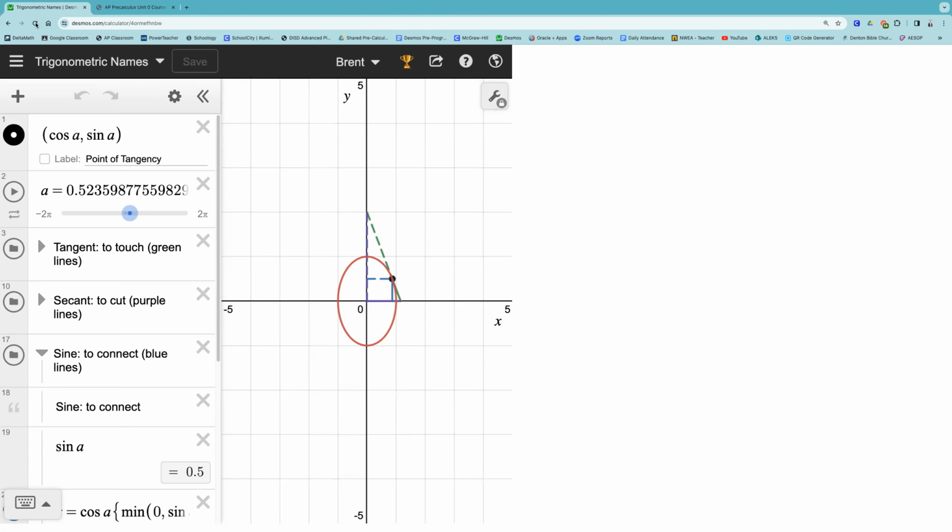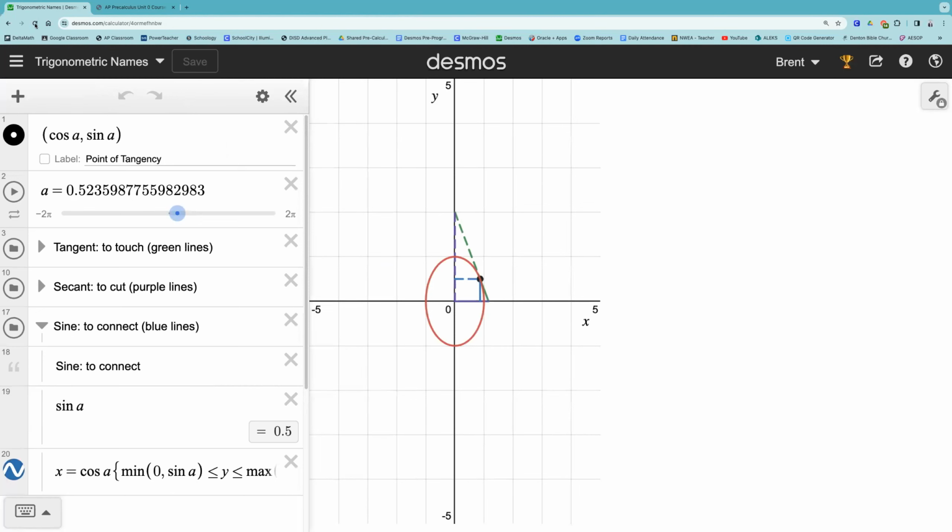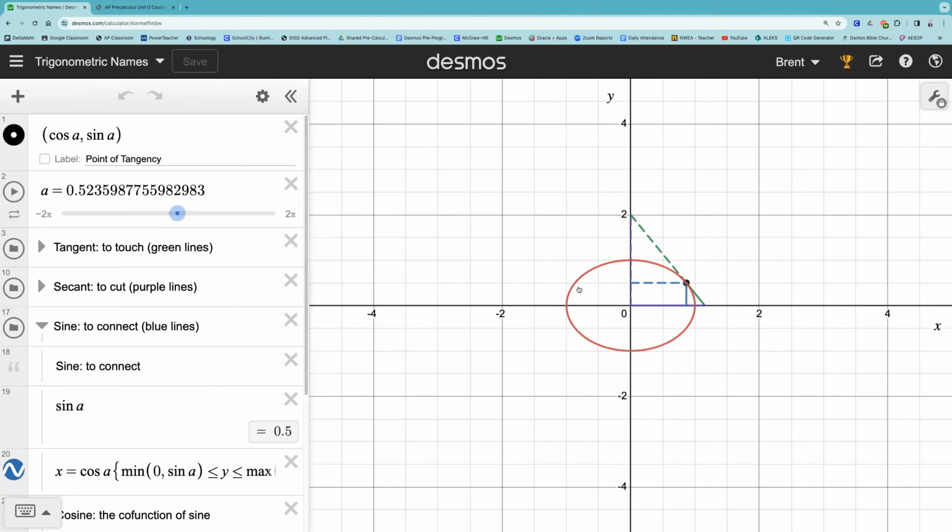Now, I don't know what's going on with my internet here. I'm going to try to refresh this one more time and see if this starts working. If not, I'm going to have to move on. Okay, so I'm going to show you where everything comes from.